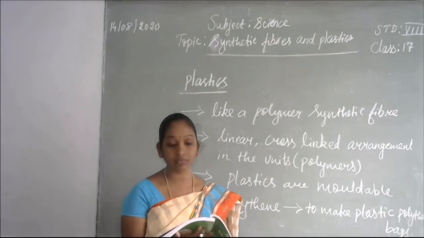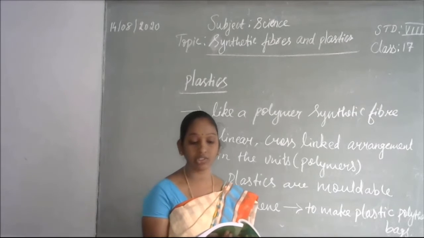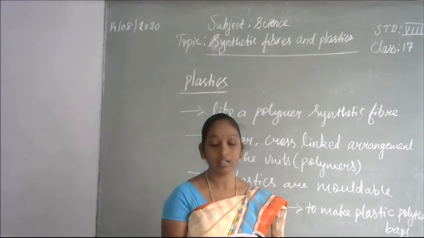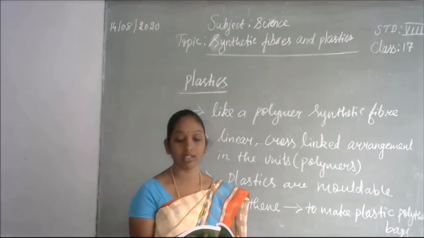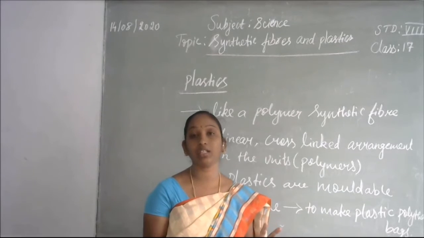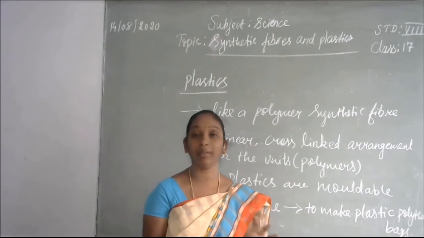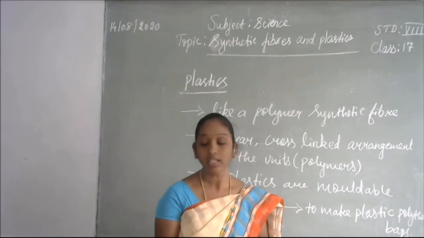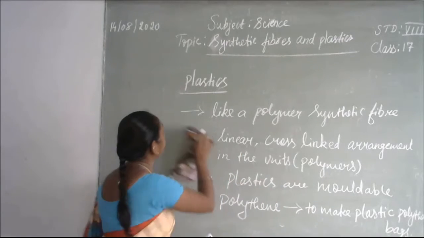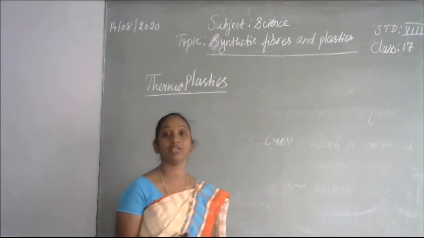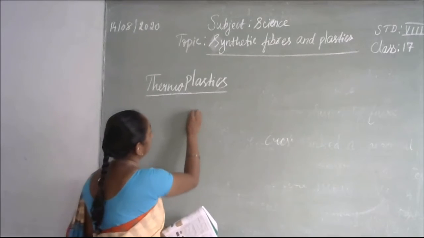Such plastics, which get deformed easily on heating and can be bent easily, are known as thermoplastics. So the plastics that can easily bend and melt on heating are called thermoplastics.